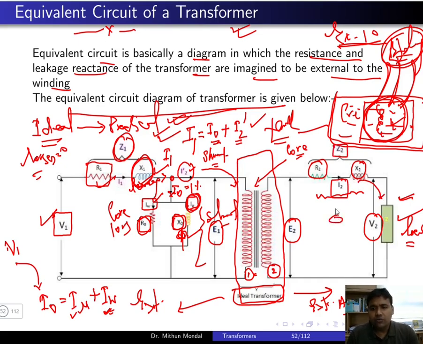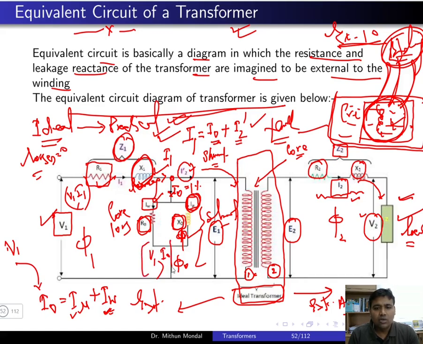Phi 2, if you see, is the phase angle between the voltage V2 and the current I2, right? And phi 1 is the angle between the voltage V1 and the current I1. Phi naught is the no load power factor angle, that is the angle between the supply voltage V1 and the no load component of the current I naught. So in this equivalent circuit of the transformer, all the parameters are represented for any practical transformer, and the currents and the parameters are shown.